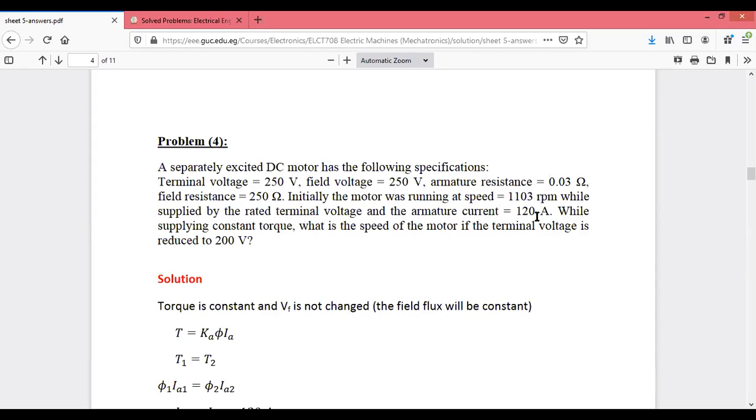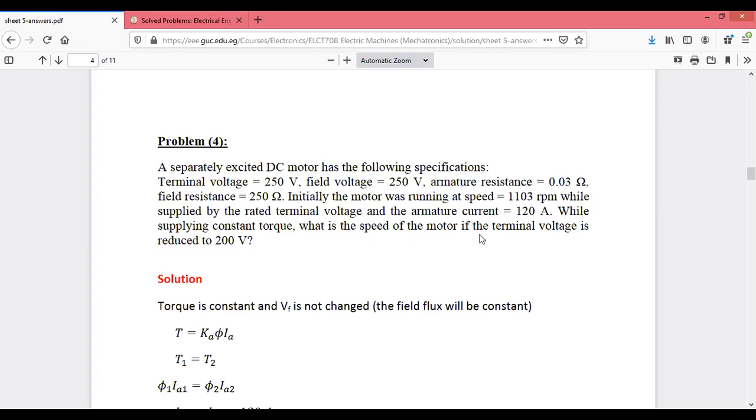Here the armature current Ia1 they have given is 120 ampere. While supplying the constant torque, torque is directly proportional to phi and directly proportional to armature current. We have seen these concepts in our previous session. So we can take T1 equal to T2 because we are supposed to take constant torque. So you can take phi 1 Ia1 equal to phi 2 Ia2. They have given the Ia1 value.